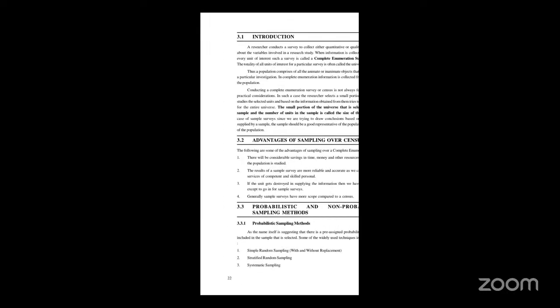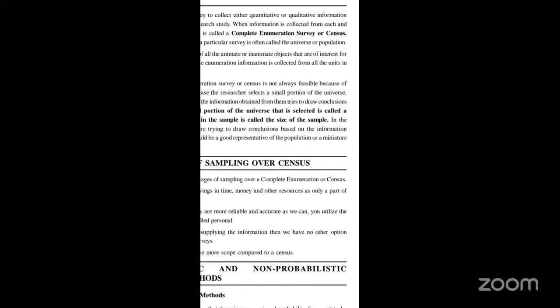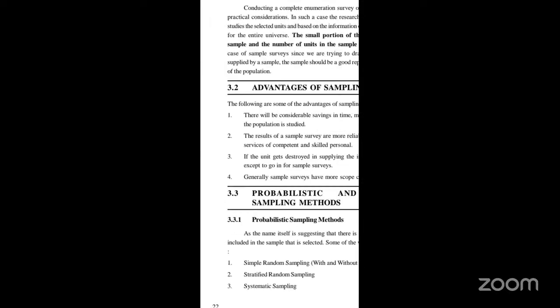The next one is the introduction to sampling design. Today, only this I will explain and then I will close the session. The small portion of the universe that is selected is called a sample, and the number of units in the sample is called the sample size. I already told you, a small part of the population is called a sample. So what are the main advantages of sampling? There will be considerable saving in time, money and other resources.